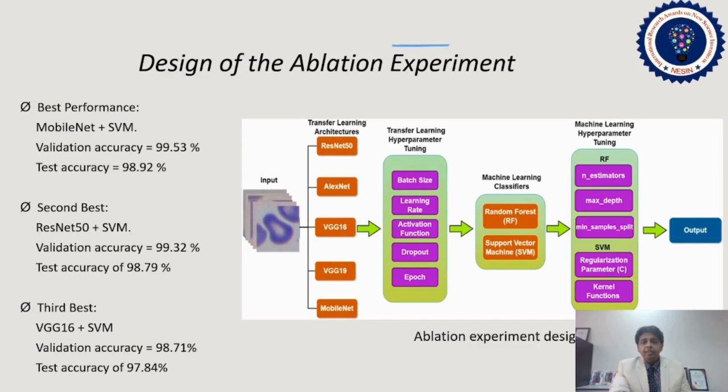And then machine learning classifiers, that is we use random forest and support vector machine, then machine learning hypertune, and then output. So this is the ablation experiment design.